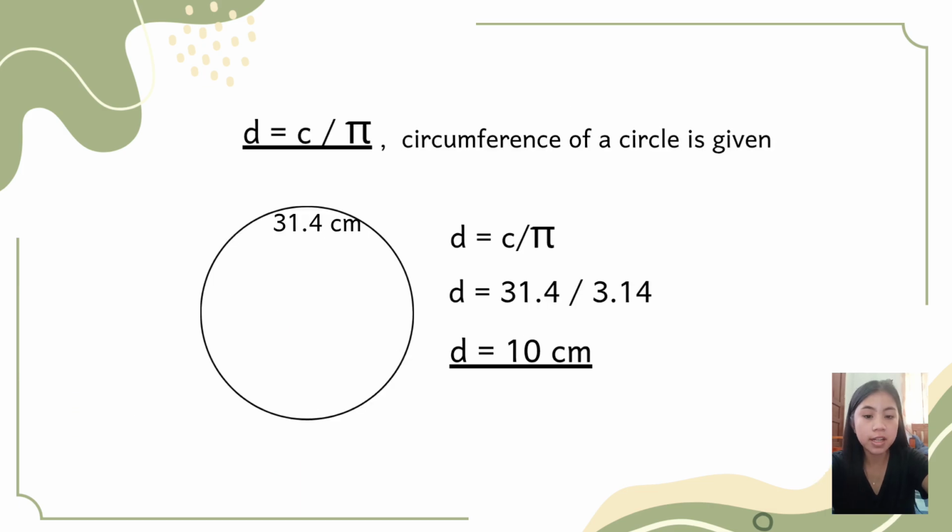And if the circumference is given in finding the diameter of a circle, we use the formula diameter equals circumference divided by pi. For example, if the circumference of a circle is 31.4 centimeters, so diameter equals 31.4 centimeters divided by the value of pi, which is 3.14. So diameter equals 10 centimeters if the circumference is given.